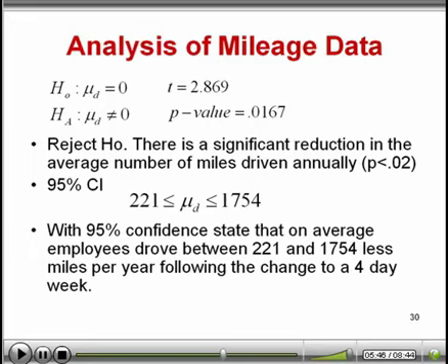StatCrunch was used to get the 95% confidence interval, which can be interpreted as: we are 95% confident that on average employees will drive between 221 miles and 1,754 miles less annually on the 4-day workweek schedule than the 5-day workweek schedule.